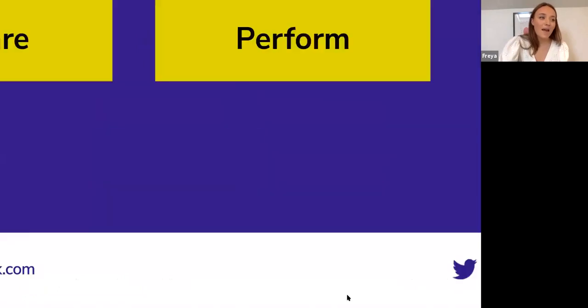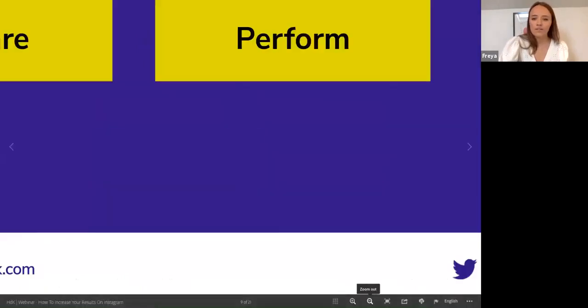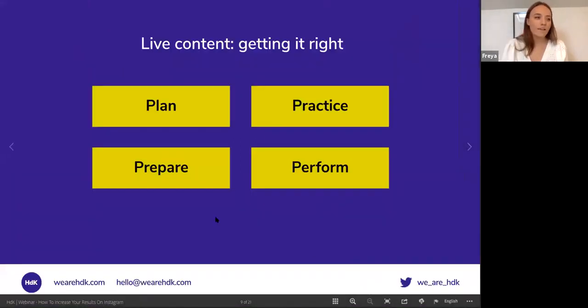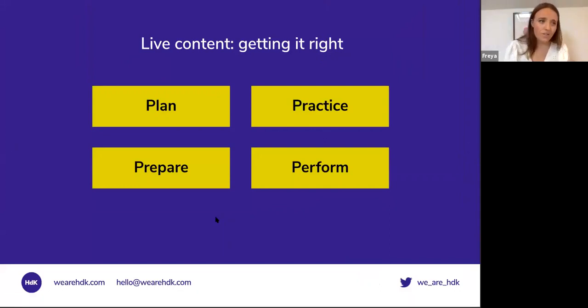The next aspect is to practice. Ways that you can do this is to practice on your mobile. You can set up your phone and film vertically, and make sure that you're checking your sound, your light and your content. You can film it, share it with your colleagues, and then get their feedback on it.